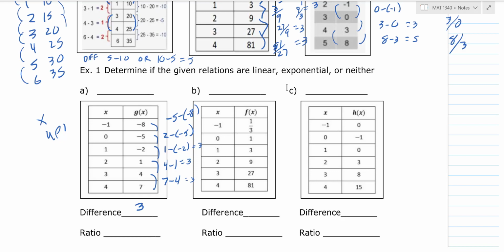Linear, thank you. Okay, so that's linear. We don't have to worry about the ratio. Okay, I'm going to go ahead and do the ratio though. All right, so that one has a common difference.